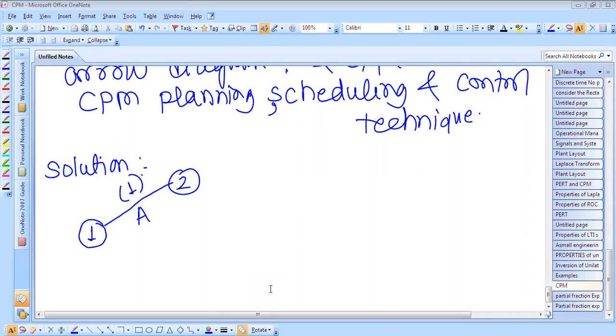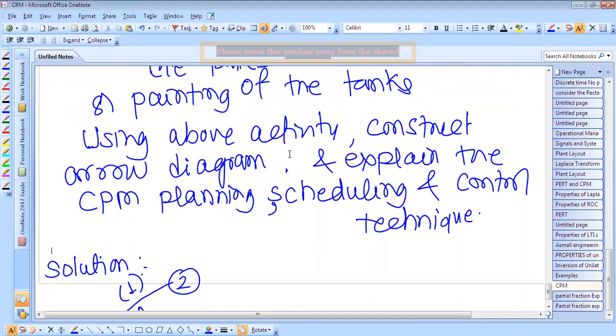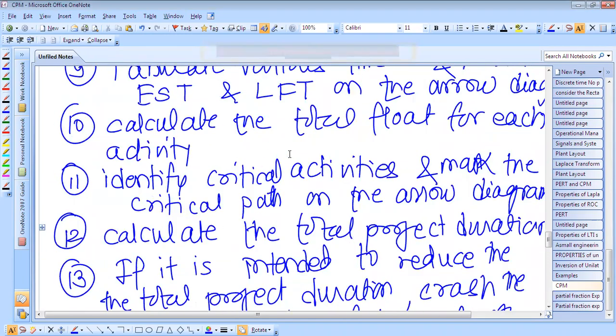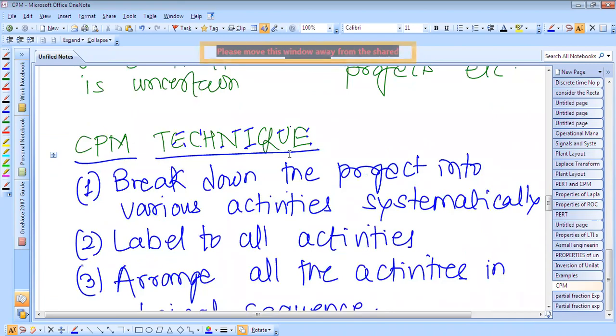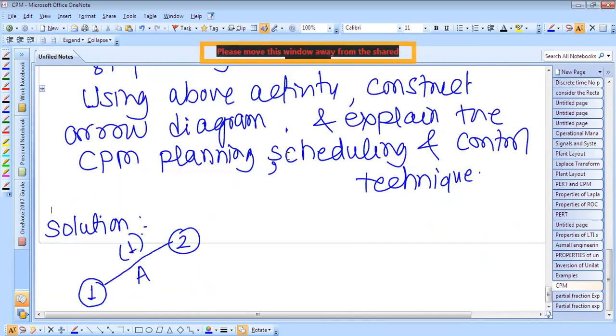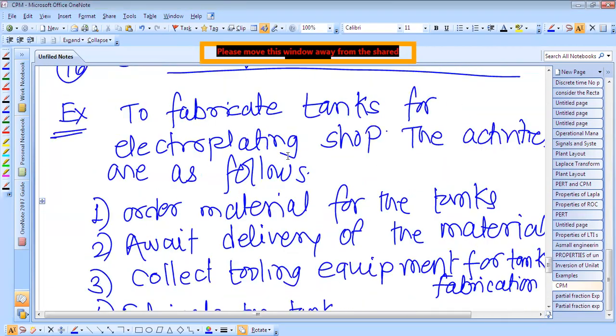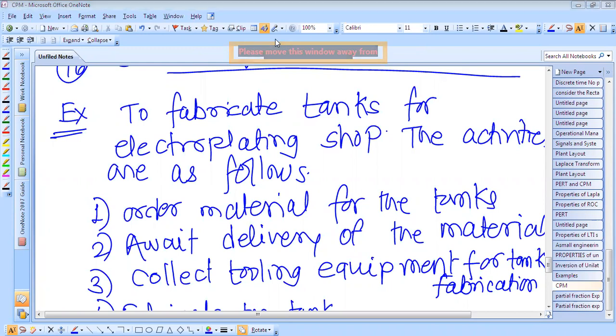We have been discussing the examples on the CPM. This example is to fabricate tanks for an electroplating shop. The activities are as follows.